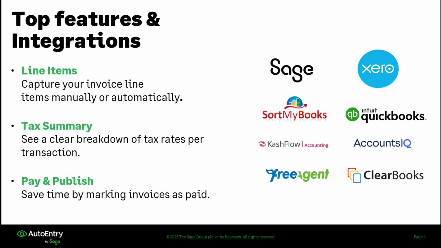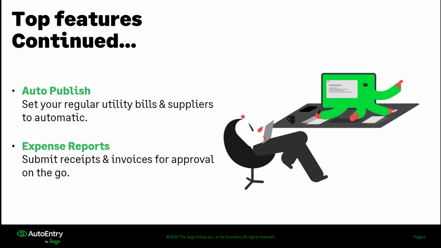Some of the main features of auto entry are you can capture your invoice line items either manually or automatically. You can see a clear breakdown of tax rates per transaction, and you can save time by marking your invoices as paid. You can also set your regular utility bills and suppliers to automatic, so it just increases that automation a bit further. And you can submit receipts and invoices for approval on the go.